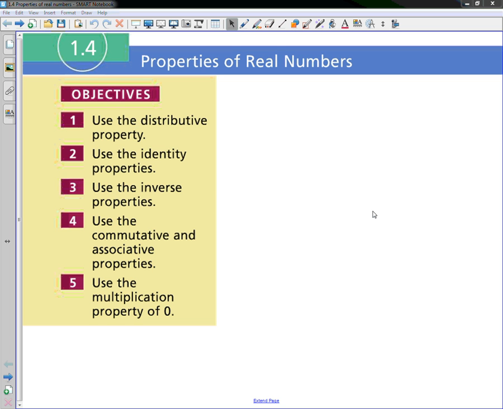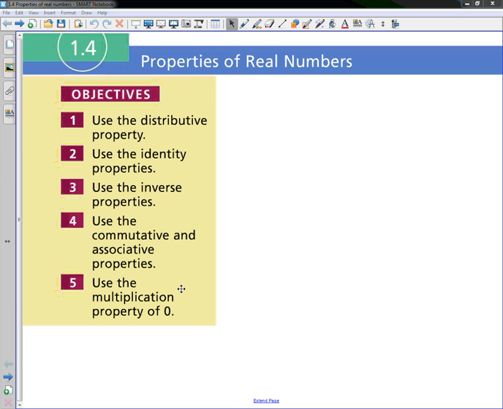Hello class, we're going to look at 1.4 properties of real numbers today. The main thing we're going to focus on in this section is the distributive property. While we're working with the distributive property, we're going to be using these other properties: identity, inverse property, commutative, associative property, but I'm not going to stop and address them individually by showing them.